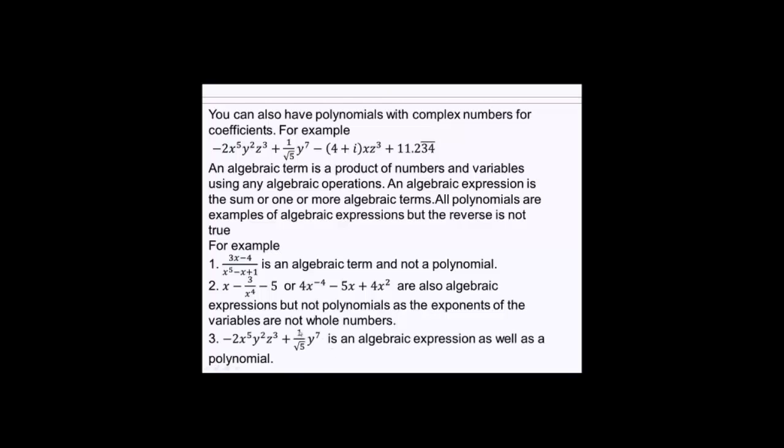Here's an example. Here you have 1 over square root 5, but this is still a real number, and so this algebraic expression is also a polynomial.